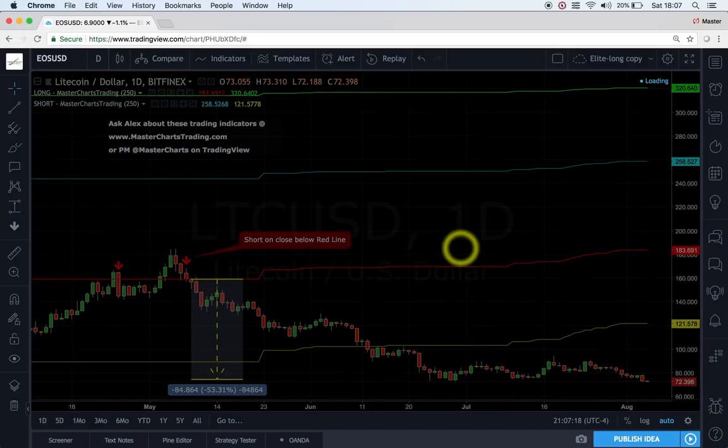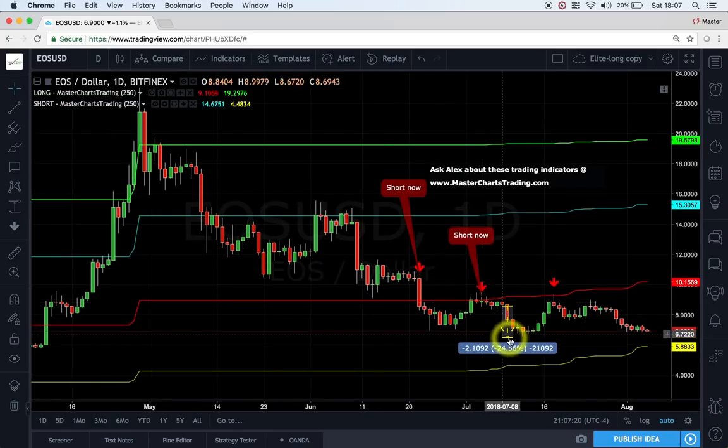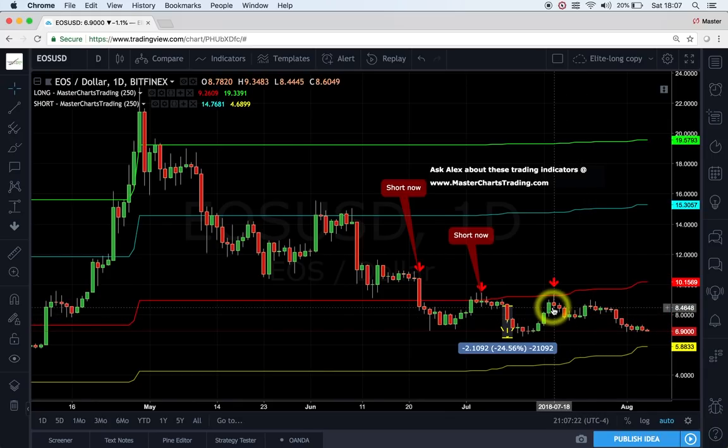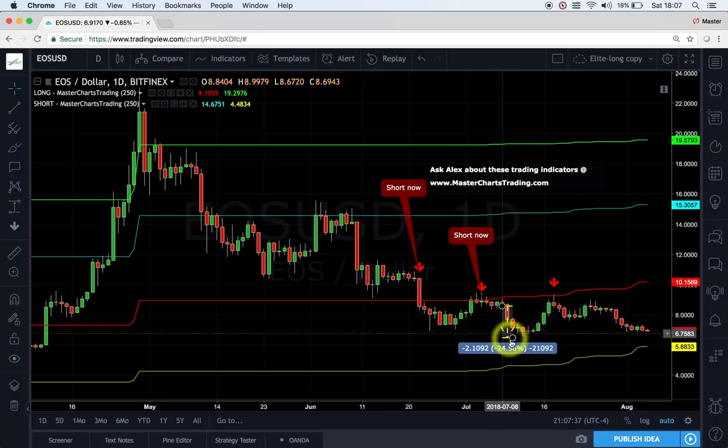US versus US dollar. Also, even a recent opportunity right there on the 18th. It looks like we touched the indicator line and then closed below it, so that's fair game right there on the 18th of July, and it already made a nice move there.